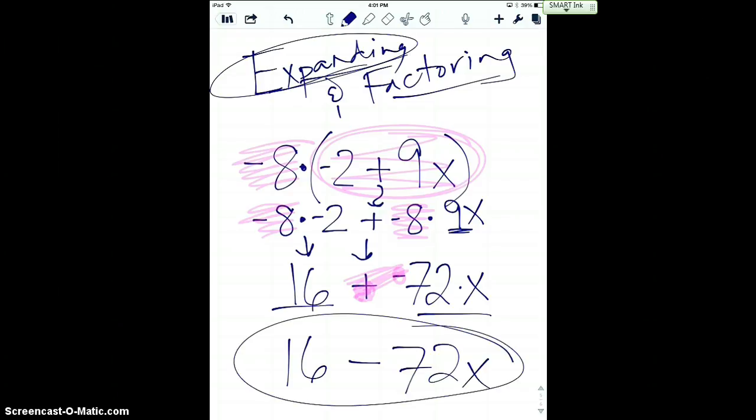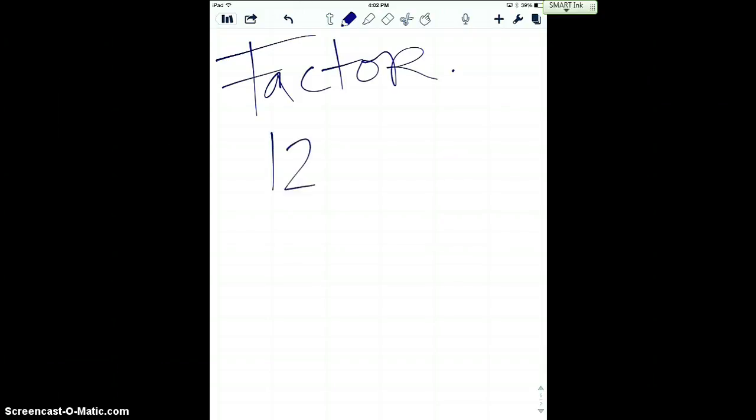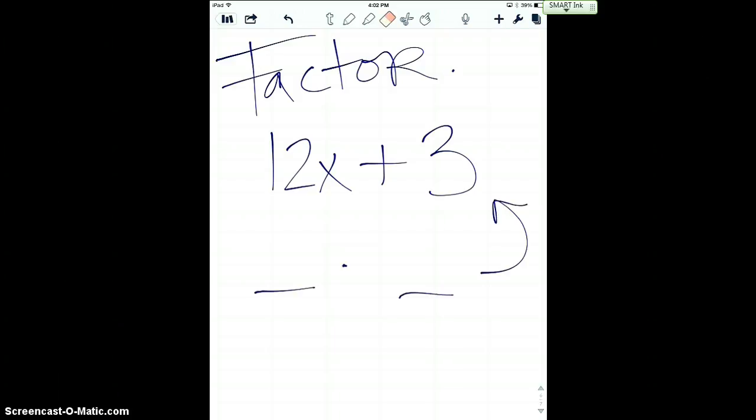Cha-ching! Okay, final problem is not expanding, but factoring. So let's say we have something like 12x plus, what should we say, 3? Ooh! All right. Now we can't expand this because these aren't like terms. We can't keep going with that. We can't simplify it any further. So we're going to go backwards. We're going to factor it.